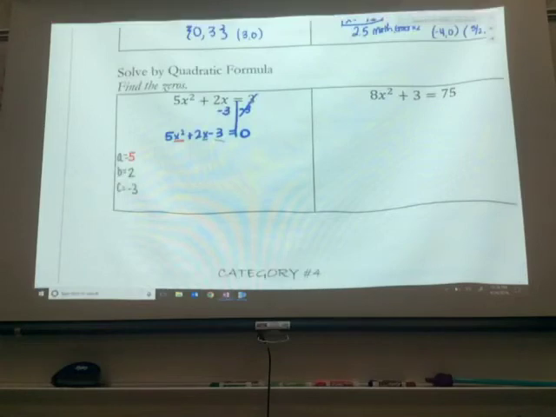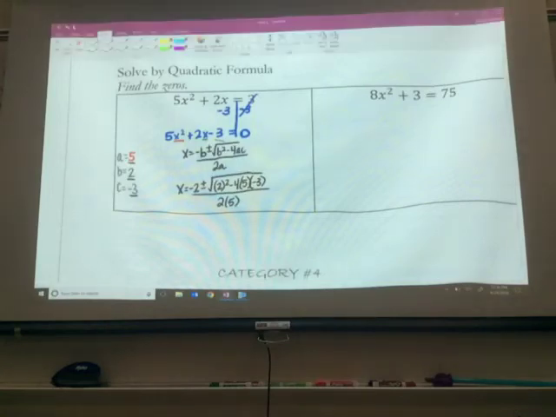Then you're going to use your quadratic formula. That's also on your cheat sheet. x is equal to -b plus or minus the square root of b squared minus 4ac, all over 2a. You're just going to plug in what you have for a, b, and c. So x is equal to the opposite of b, so -2, plus or minus the square root of 2 squared minus 4 times 5 times -3, all over 2 times 5.